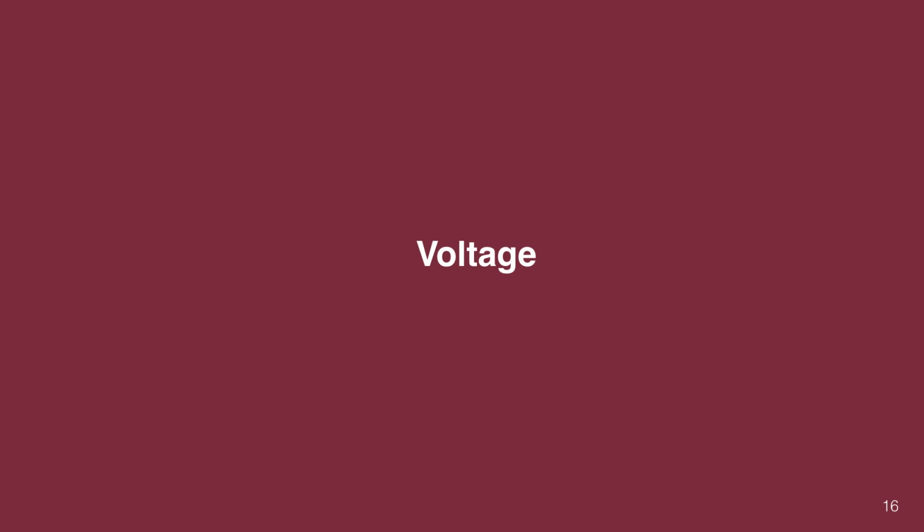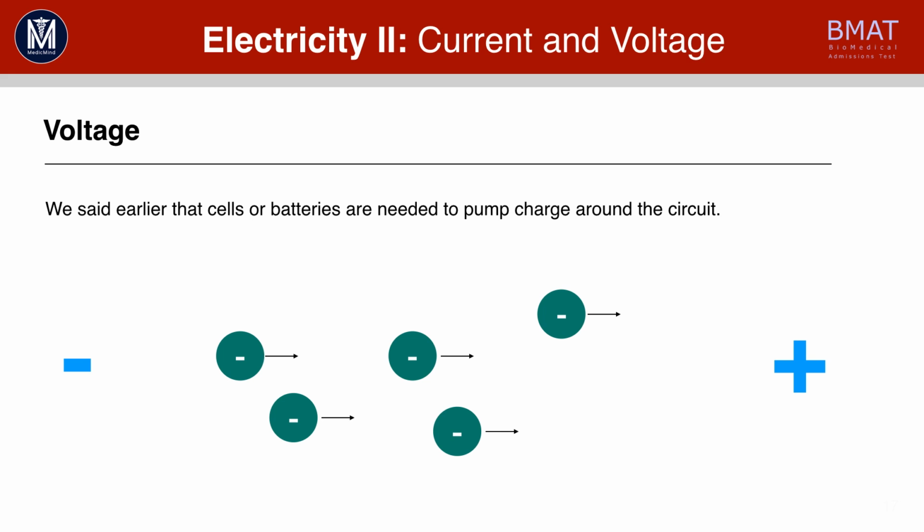We will now move on to voltage. We mentioned earlier that cells or batteries are required to pump charge around the circuit. They are almost like electron pumps. The cells or batteries transfer energy to the charge as it passes in the circuit. The energy given to the charges is measured in volts.